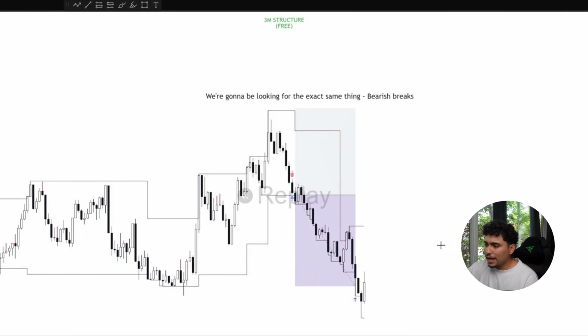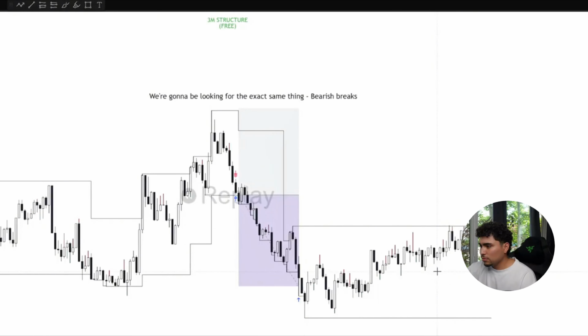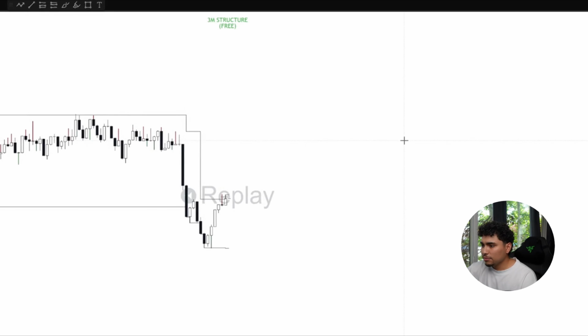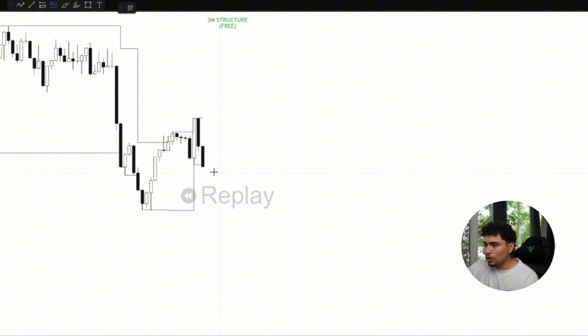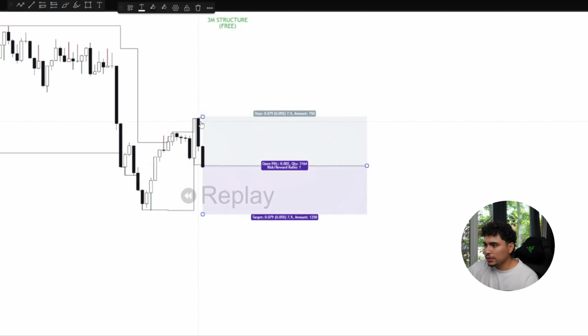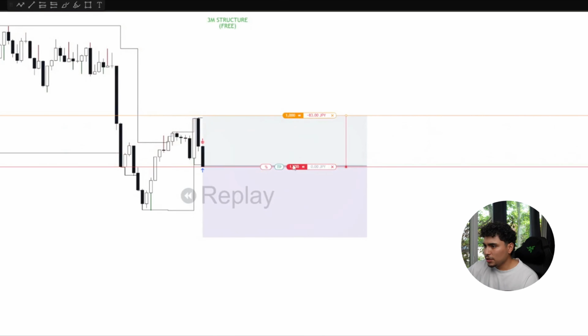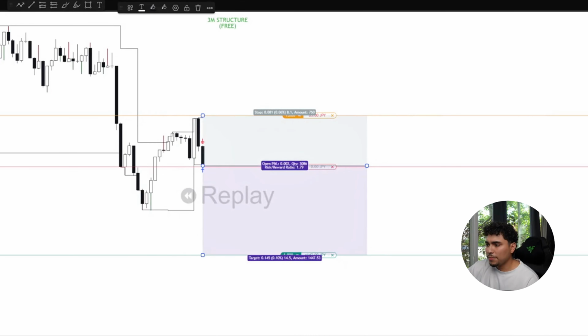So here you go. Now that we have been taken out right here, we can look for another entry. In this case though, we're gonna need a reset. Why? Because clearly we already had the entry right there and we're not gonna be entering late. So let's just wait. Still breaking down. So lo and behold, we get our entry once again. Stop loss above the protected high. TP right there. Let's see what happens.